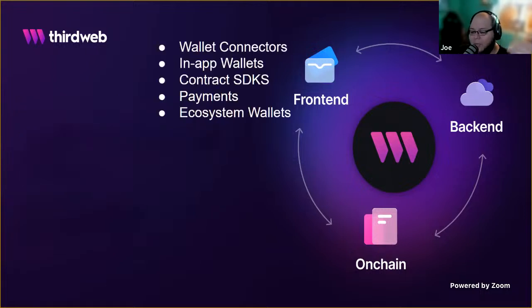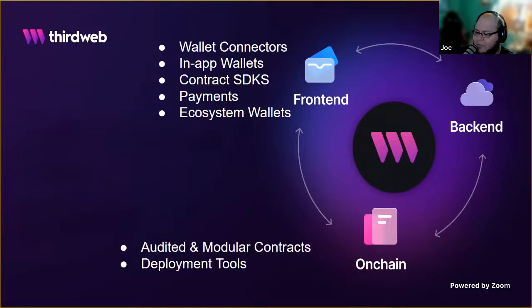So, what exactly comprises our front end, on chain, and back end elements? Front end, you can think of it as anything that the user interfaces with and looks at. These are going to be your wallet connections, in-app wallets, SDKs to interact with your contracts. We have our recently released payment fiat on-ramper, as well as ecosystem wallets.